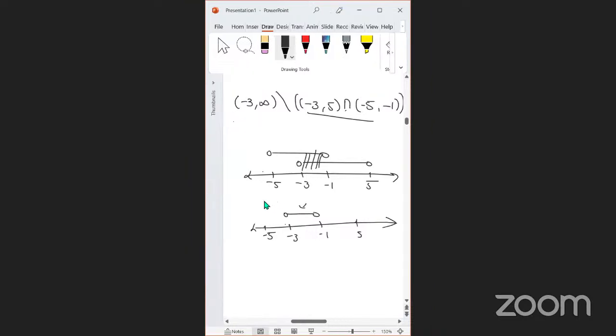Now we have -3 to infinity also there, right? So what does this expression say? -3 comma infinity minus the other interval. It says those portions of -3 comma infinity which are not in the other one. So what portion of -3 to infinity is not in the portion which is common to this? Because this is common, we need to find what is not common. So it is coming from -1 to infinity, right?